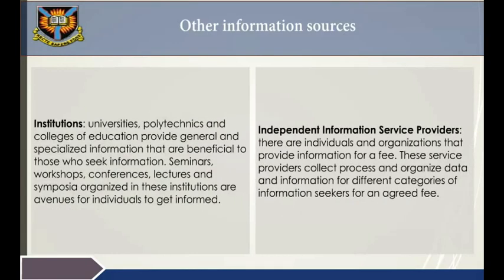Institutions. Universities, polytechnics, and colleges of education provide general and specialized information that are beneficial to those who seek information. Seminars, workshops, conferences, lectures, and symposia organized in these institutions are avenues for individuals to get informed. Independent information service providers. There are individuals and organizations that provide information for a fee. These service providers collect, process, and organize data and information for different categories of information seekers for an agreed date.